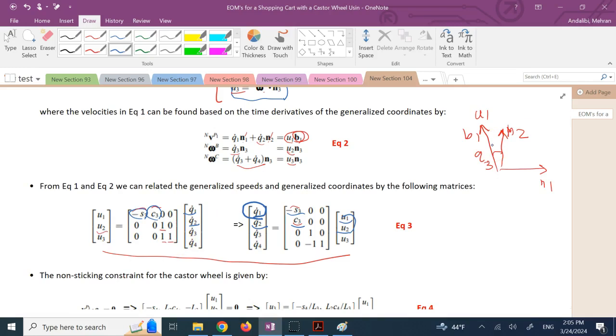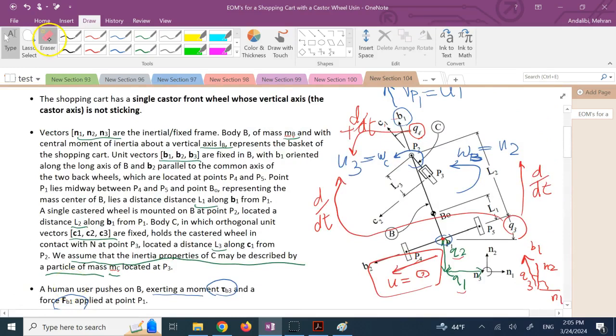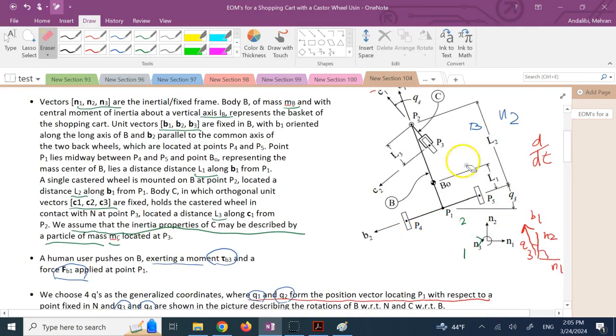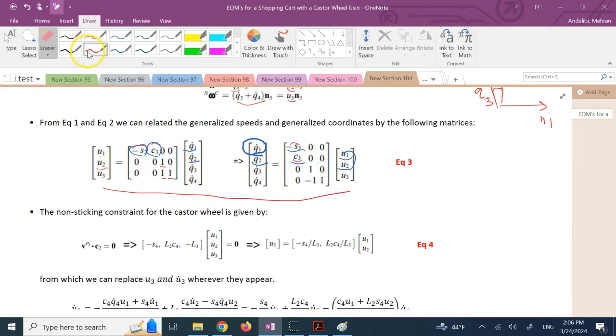And now the next thing is, remember I said that the caster wheel here cannot move in the C2 direction. The caster wheel can move, but not in the C2 direction. There is a non-slip condition in the C2 direction as well. So if we want to get that one, what do we do? All we need is to find the velocity of point P3, the center of the caster wheel, and then dot product it with the direction C2 and say that is equal to what? Equal to zero. And that is exactly what we are seeing in this equation number 4. We say V of P3 dot C2 equals what? Zero. By the way, this is a scalar zero, not a vector zero.